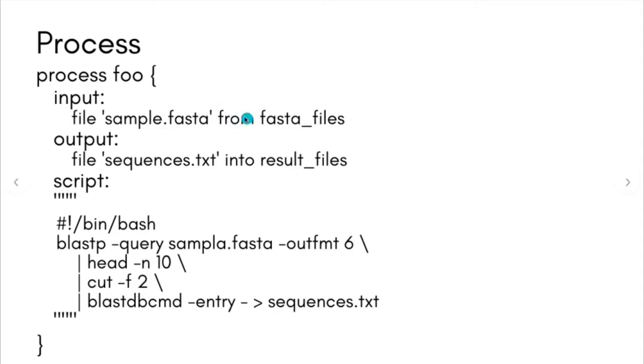From, this is a keyword, the fasta file. That will be the pipe that gives us the input. The input will be fasta files, and we are calling it sample.fasta. And the output is the same. The file will be sequence.txt. This will be our output, and we will put in this pipe, results_file. And that's what we will run. We get this sample.fasta that we define here as an input. We make the blast protein, and then this is the output, sequence.txt.